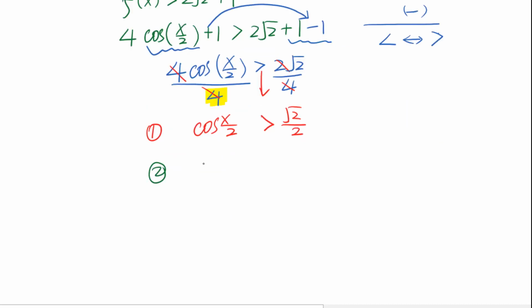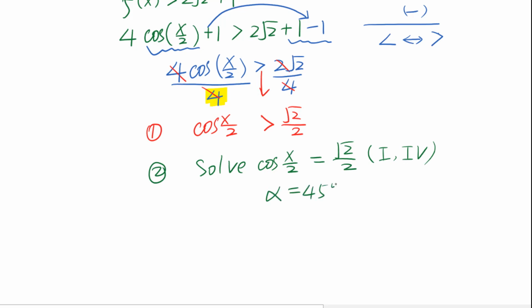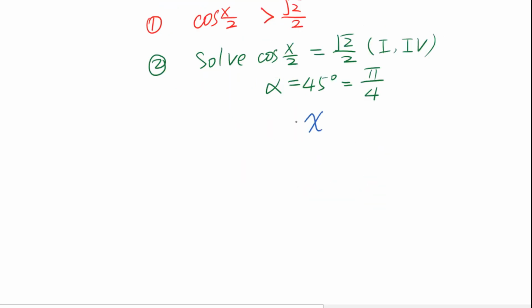Second step, we need to solve cosine x over 2 equals the square root of 2 over 2. Since the square root of 2 over 2 is positive, for cosine, we will go to the first and fourth quadrants. We know the reference angle is 45 degrees, which equals pi over 4. We know the domain is between 0 and 6 pi. Therefore, x over 2 will be between 0 and 3 pi.